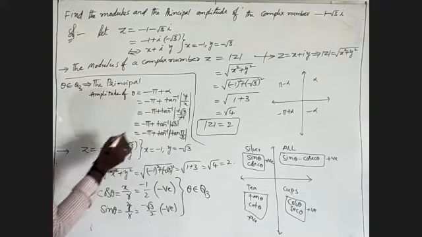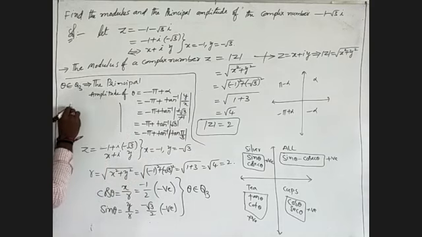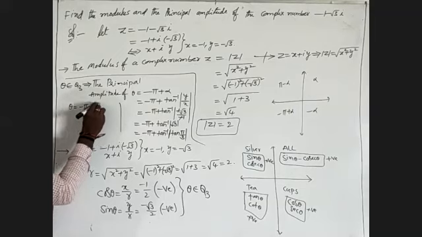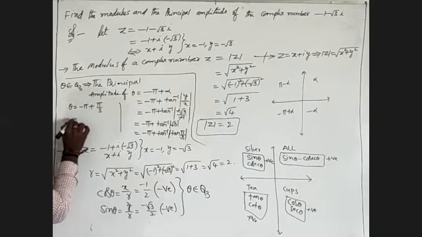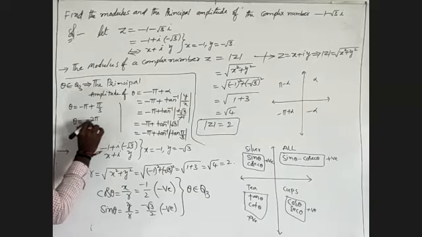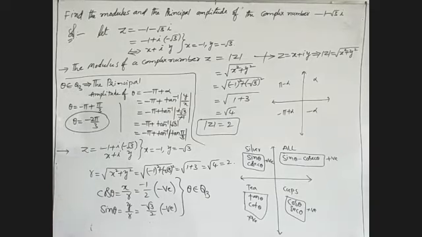Tan inverse of tan pi by 3, that is nothing but theta is equal to minus pi plus pi by 3. 3 into pi is 3 pi, minus 3 pi plus pi is minus 2 pi by 3. This is the given principal amplitude of theta.